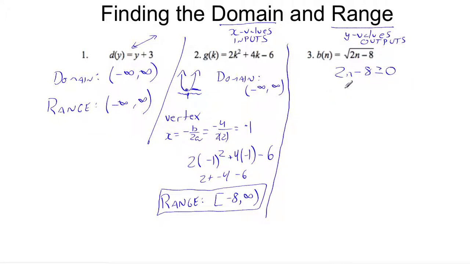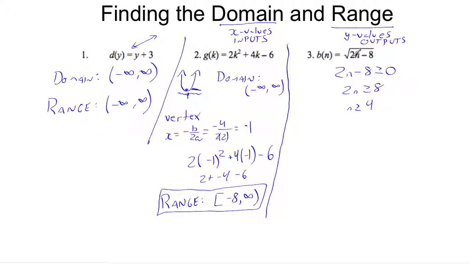And we're going to solve for this. So I get 2n is greater than or equal to 8. So n is greater than or equal to 4. If I plug in 4, I get 2 times 4, which is 8, minus 8 is 0. The square root of 0 is 0, and that's fine.